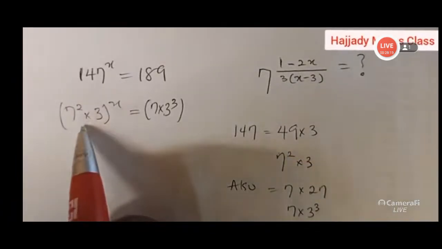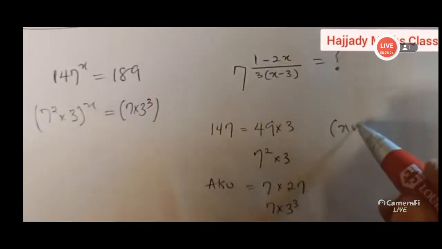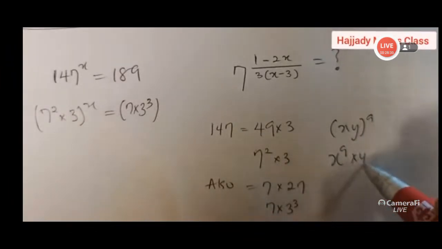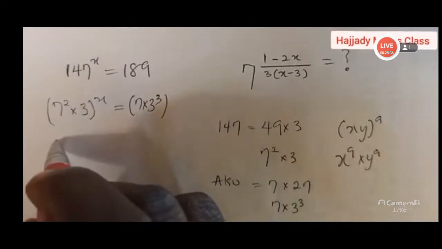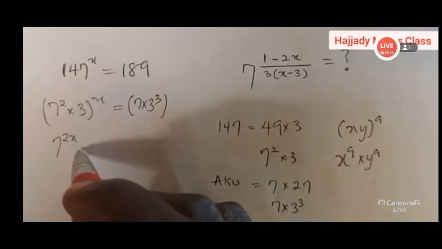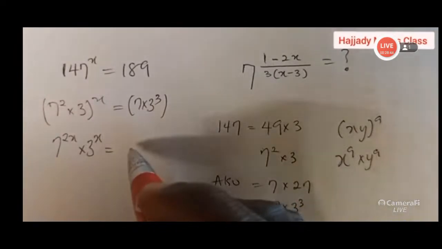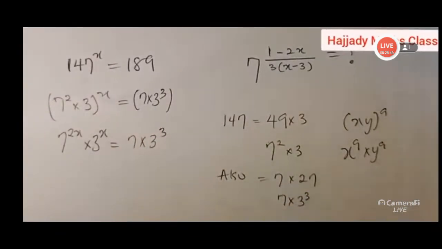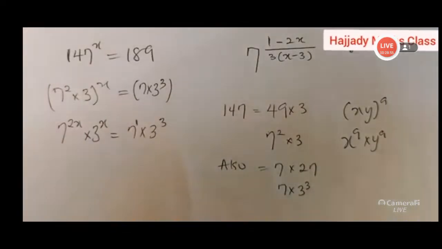So now we're writing this, we know from the rule of indices that (xy) raised to power a is the same as x raised to power a multiplied by y raised to power a. So adopting the same method to solve this further, we have 7 raised to power 2x multiplied by 3 raised to power x, which is equal to 7 multiplied by 3 raised to power 3. Solving further now, this is almost the same thing as having 7 raised to power 1. 7 raised to power 1 is equivalent to 7.